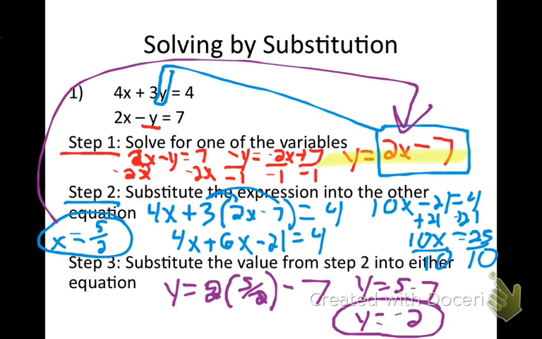Am I done, Andy? Am I? No, what do I have to do? Write the ordered pair. What's my ordered pair then? 2.5, negative 2 is my answer now. Nice job.